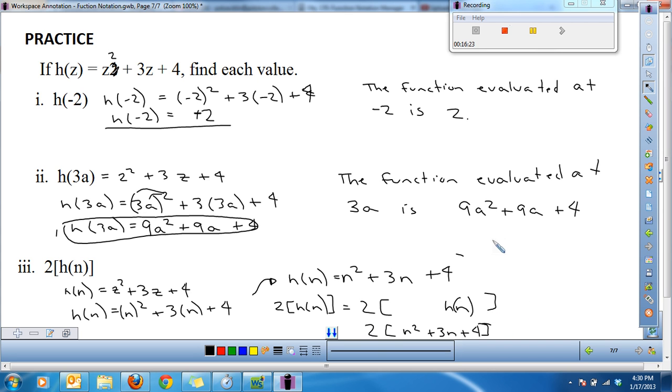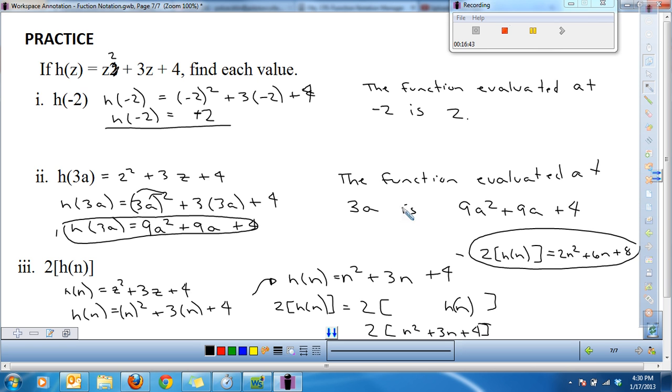So what is that? Well, I'm going to write my answer as 2 of h of n equals 2 times n is 2n squared, 2 times 3n is 6n, and 2 times 4 is 8. And that is your answer. We could also write it in words as the function evaluated at 2 times h of n is 2n squared plus 6n plus 8. If you are still unsure about functions, please go back and watch the video again and check your work.